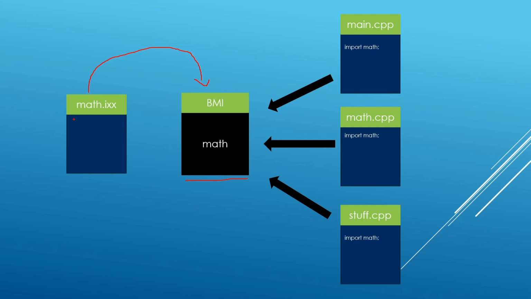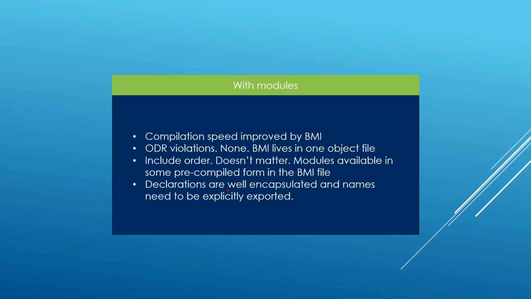Try to think about cases where we have to include the same header maybe 20 times, 100 times. This is going to really make your builds fast. And there are some people that already report huge improvements in compilation speeds for very large projects. Now, if you use modules, compilation speed is going to be improved by the BMI, as we have seen. ODR violations are going to go away because declarations are confined inside the module.